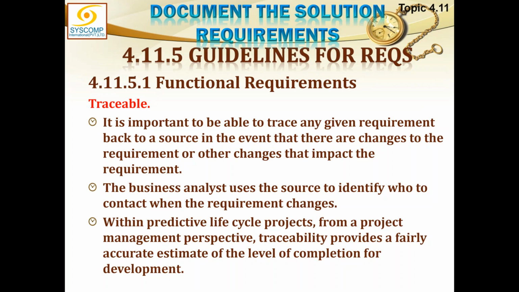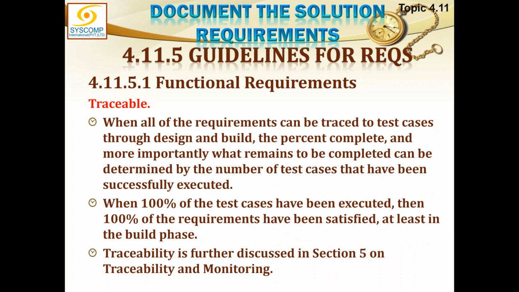Within predictive lifecycle projects, from a project management perspective, traceability provides a fairly accurate estimate of the level of completion for development. When all the requirements can be traced to test cases through design and build, the percent complete and, more importantly, what remains to be completed can be determined by the number of test cases that have been successfully executed. When 100% of the test cases have been executed, then 100% of the requirements have been satisfied, at least in the build phase. Testability is further discussed later in Chapter 5, Section 5.